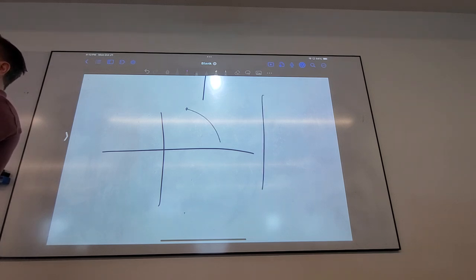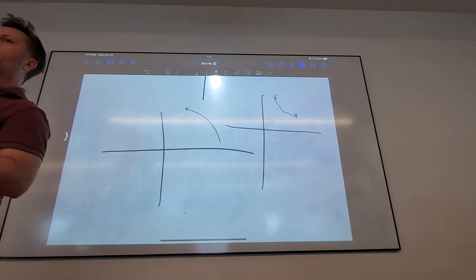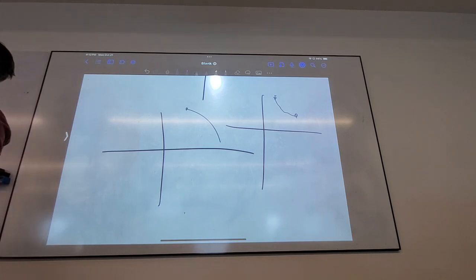I could draw that same line segment, but give it up concavity, very, very slightly. Poor little guy. He tried. That's up concavity. So you don't have to have a complete parabola for it to have concavity. You just have to have it curving down or curving up, right?